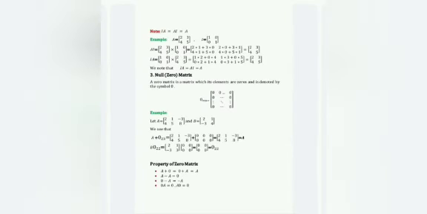Null matrix. A zero matrix is a matrix whose elements are all zeros and is denoted by the symbol 0. Properties of the zero matrix: A plus 0 is equal to 0 plus A is equal to A. A minus A is equal to 0. 0 minus A is equal to minus A. 0 times A equals 0. A times 0 equals 0.